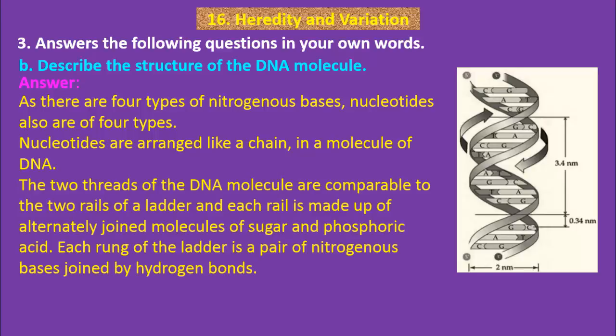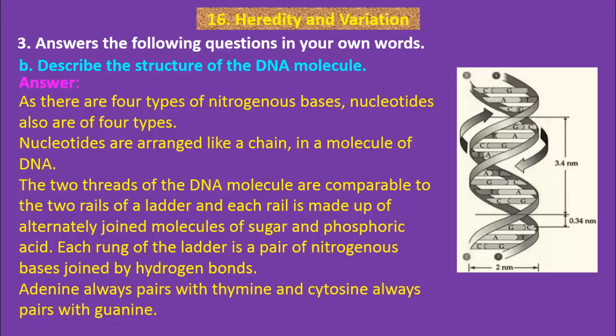The 2 threads of DNA molecule are comparable to the 2 rails of a ladder, and each rail is made up of alternately joined molecules of sugar and phosphoric acid. Each rung of the ladder is a pair of nitrogenous bases joined by hydrogen bonds. Adenine always pairs with thymine and cytosine always pairs with guanine.